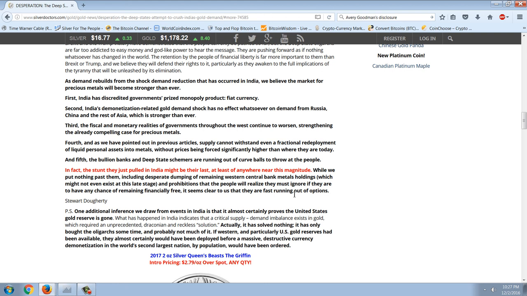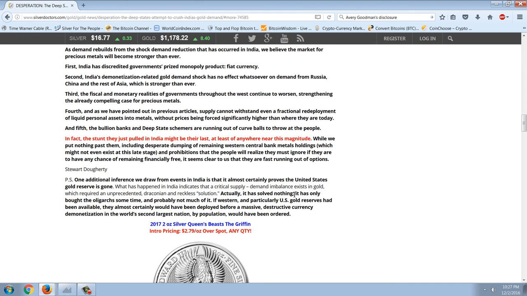As demand rebuilds from the shock demand reduction that has occurred in India, we believe the market for precious metals will become stronger than ever. First, India has discredited government's prize monopoly product, fiat currency. Second, India's demonetization-related gold demand shock has no effect whatsoever on demand from Russia, China, and the rest of Asia, which is stronger than ever.